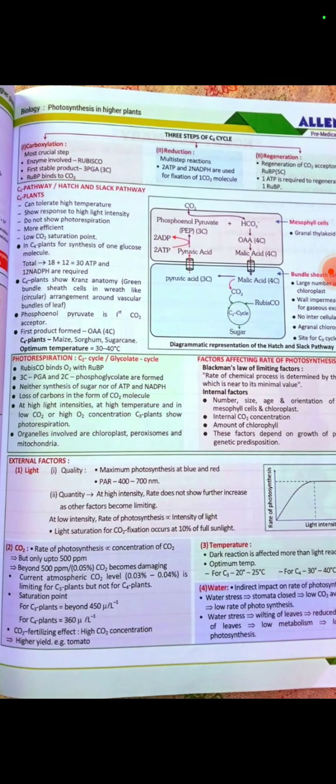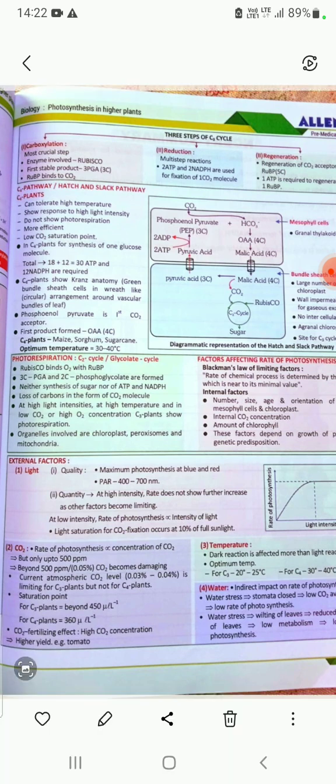Next, phosphoenol pyruvate is the first CO2 acceptor. First CO2 acceptor of C4 plants is PEP, and the first product formed is OAA, which is 4 carbon, and PEP is 3 carbon. Next, C4 plant examples are maize, sorghum, sugarcane. Optimum temperature is 30 to 40 degrees Celsius.